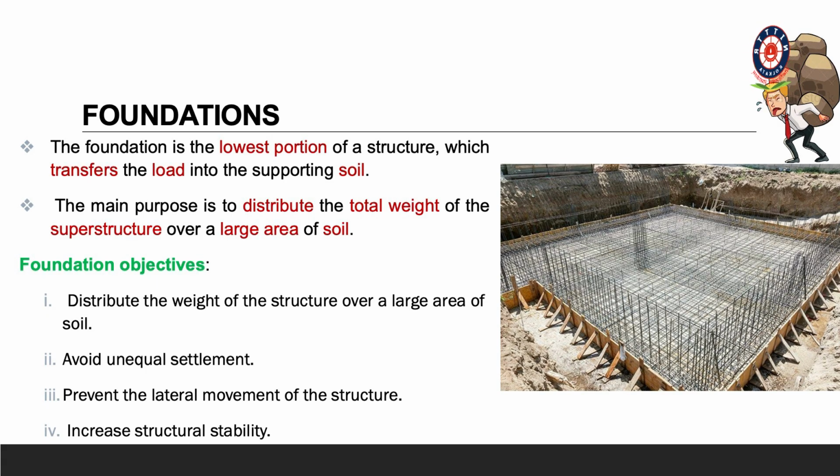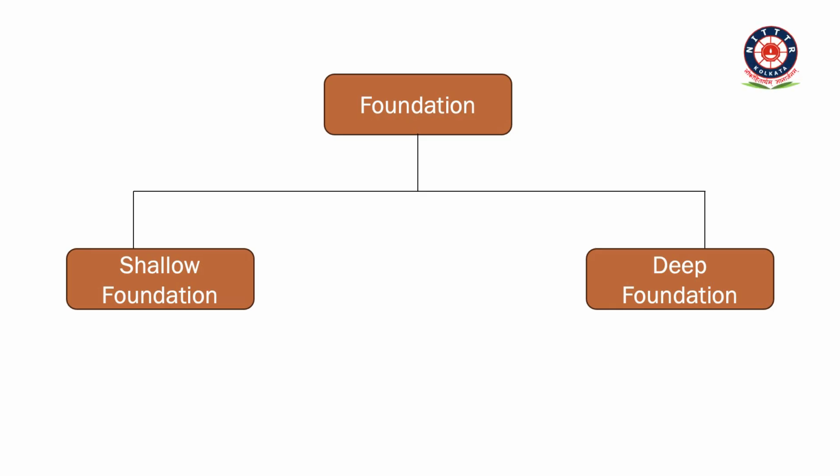The foundation objective is what? First, distribute the weight of the structure over a larger area of the soil, then avoid unequal settlement, then prevent the lateral movement of the structure, then increase the structural stability. Then why are there different types of footing? You may ask this question. We have different types of soil, and each soil has a different bearing capacity. So depending on the type of structural load and the soil capacity, we classify the foundation into two categories: one is shallow foundation, the other is deep foundation. In the coming slides we will try to understand this in detail.